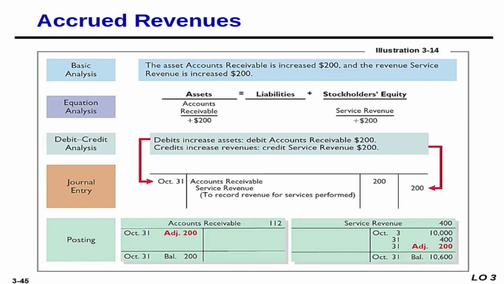We do the same basic analysis. The asset account, accounts receivable, is increased 200, and the revenue account, service revenue, is increased by 200. The accounting equation is still in balance, so we are good to go. Debits are on the left side, credits on the right side. Debits increase assets, that's why we debited accounts receivable. Credits increase revenues and liabilities, that's why we credited service revenue 200. Then we had the journal entry, and then we post to the ledger.